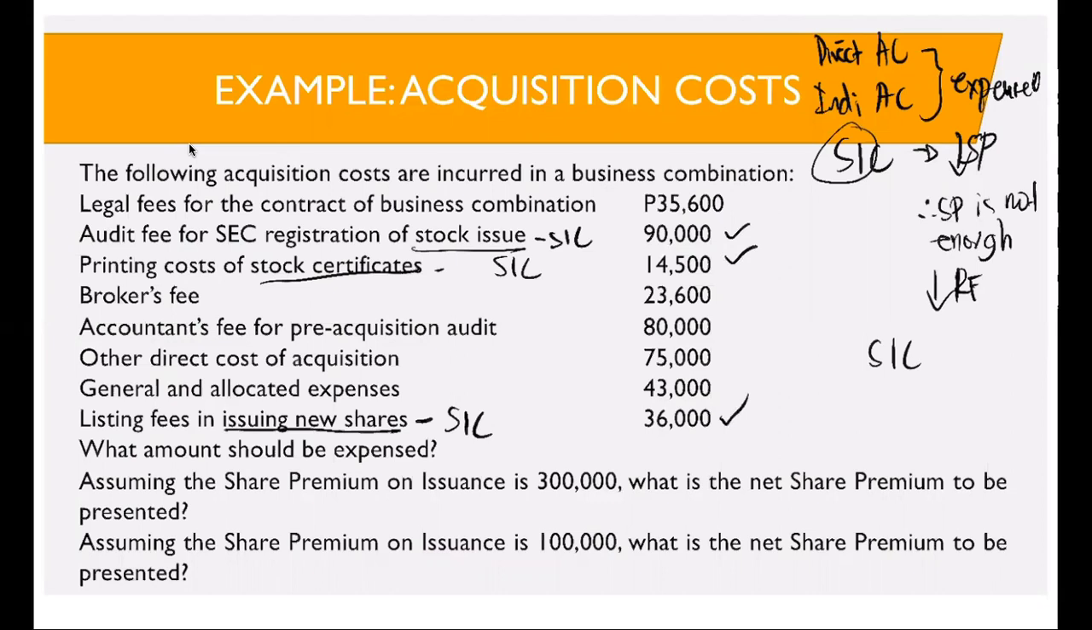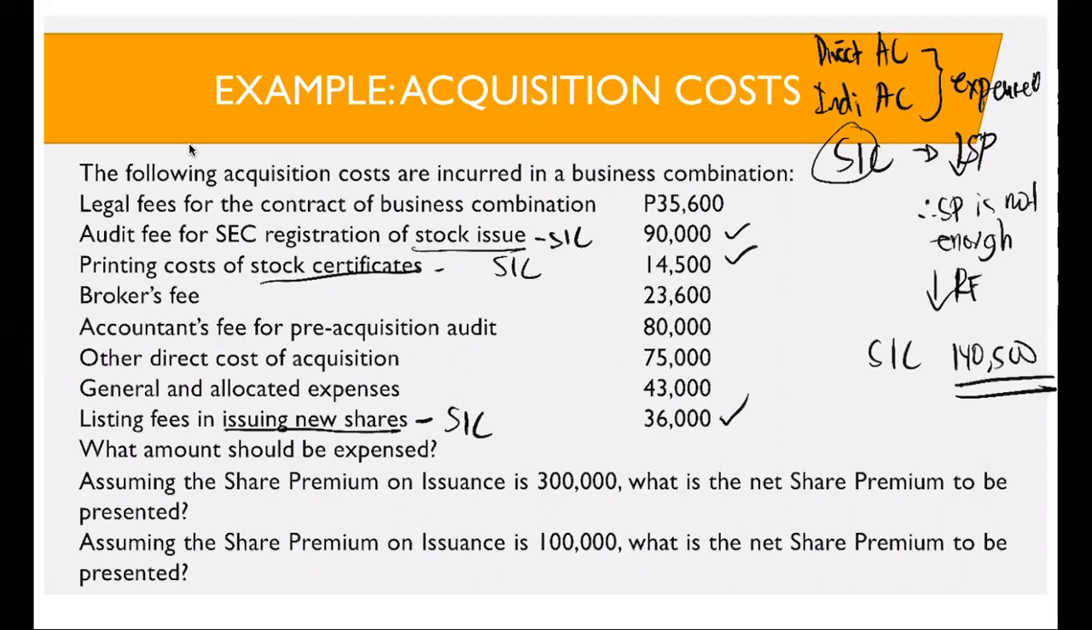Stock issuance cost is equal to 90,000, the audit fee for SEC registration of stock issue. The printing cost of stock certificates, which is 14,500. And then we have listing fees in issuing new shares, 36,000. So total stock issuance cost is 140,500.